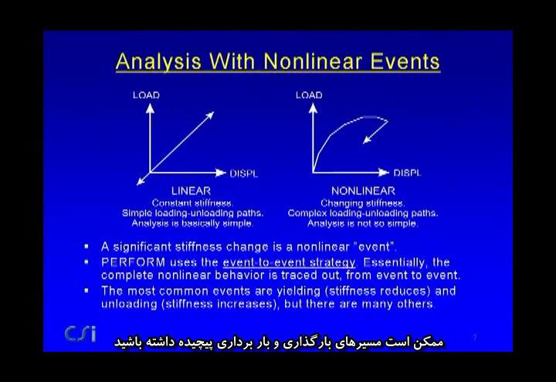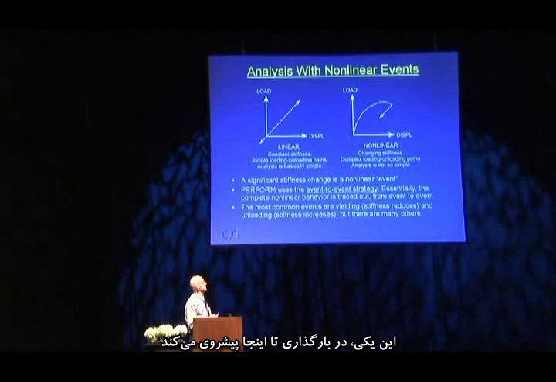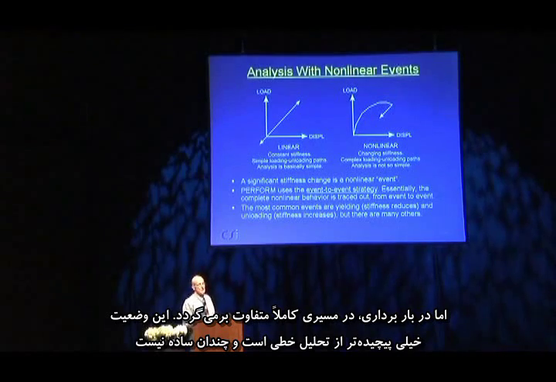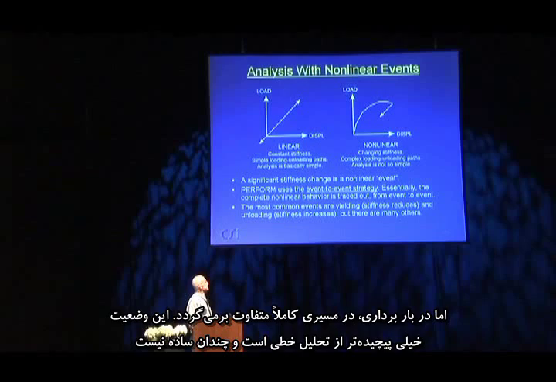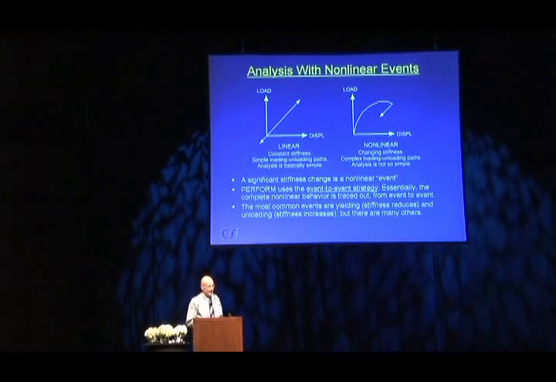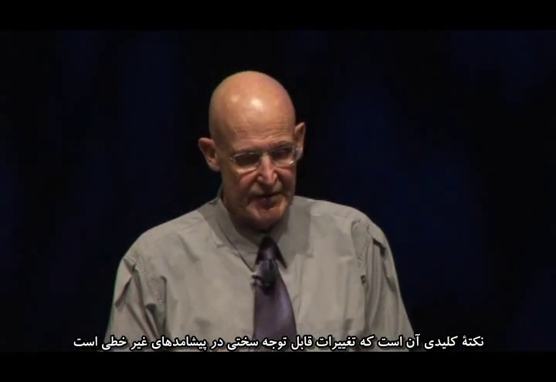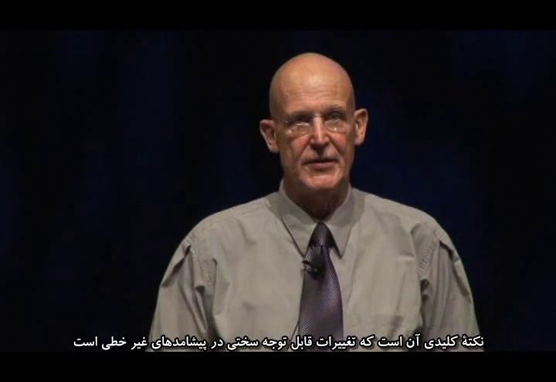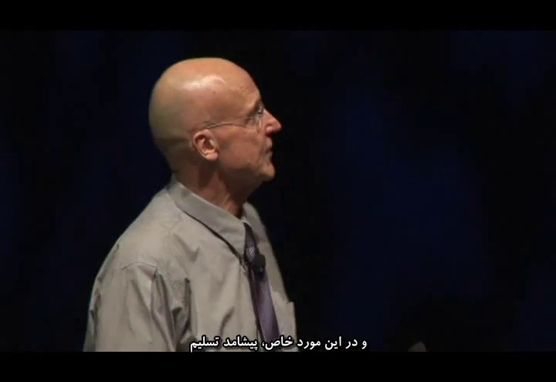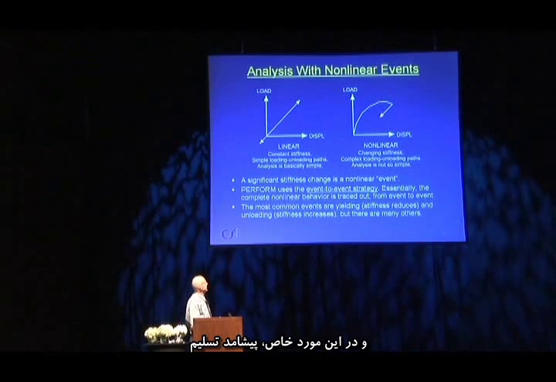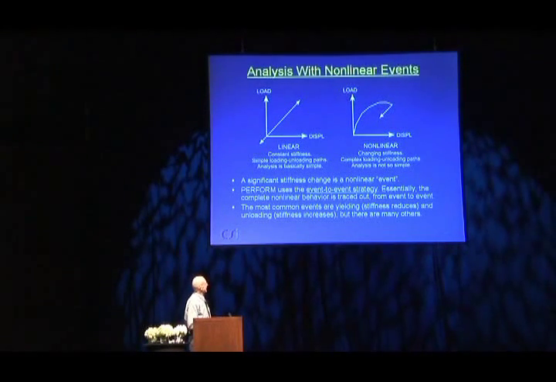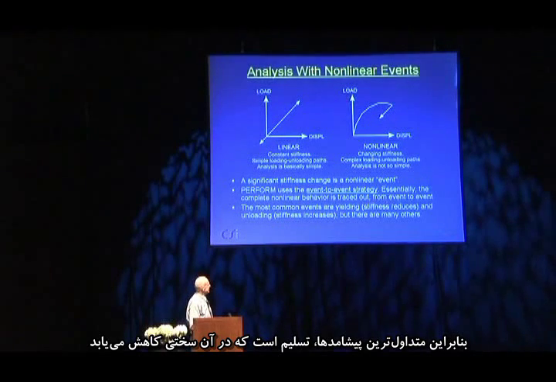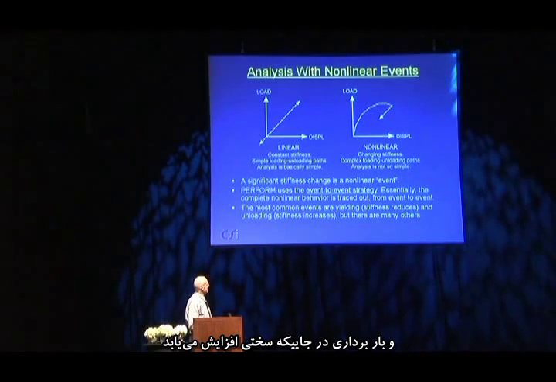So the stiffness progressively changes. You can have complex loading-unloading paths. This one comes up to here and unloads, but if it goes up somewhere else and unloads, it'll come back along a different path. So it's a lot more complex than linear analysis, and it's just not so simple. The key points are that a significant stiffness change is a nonlinear event. And in this particular case, we have yielding events and an unloading event. So the most common events are yielding, where the stiffness reduces, and unloading, where the stiffness increases.